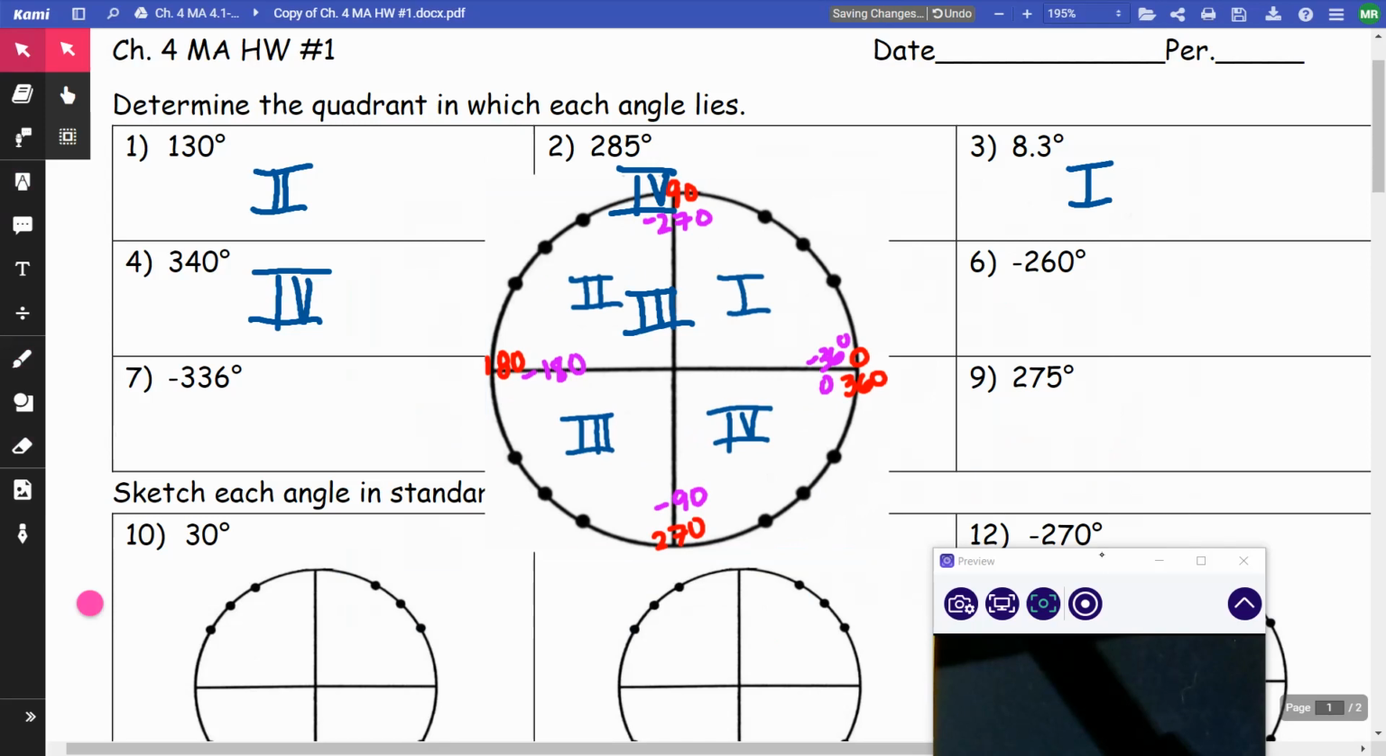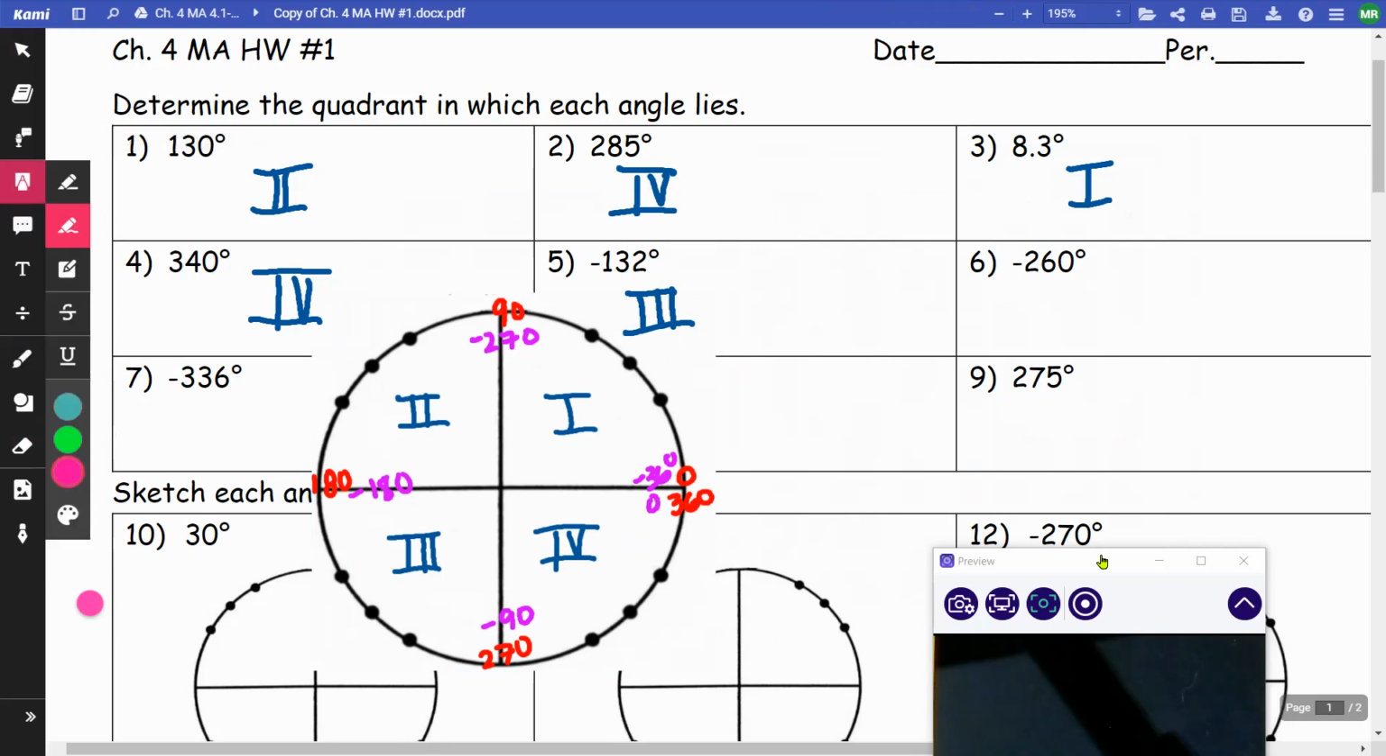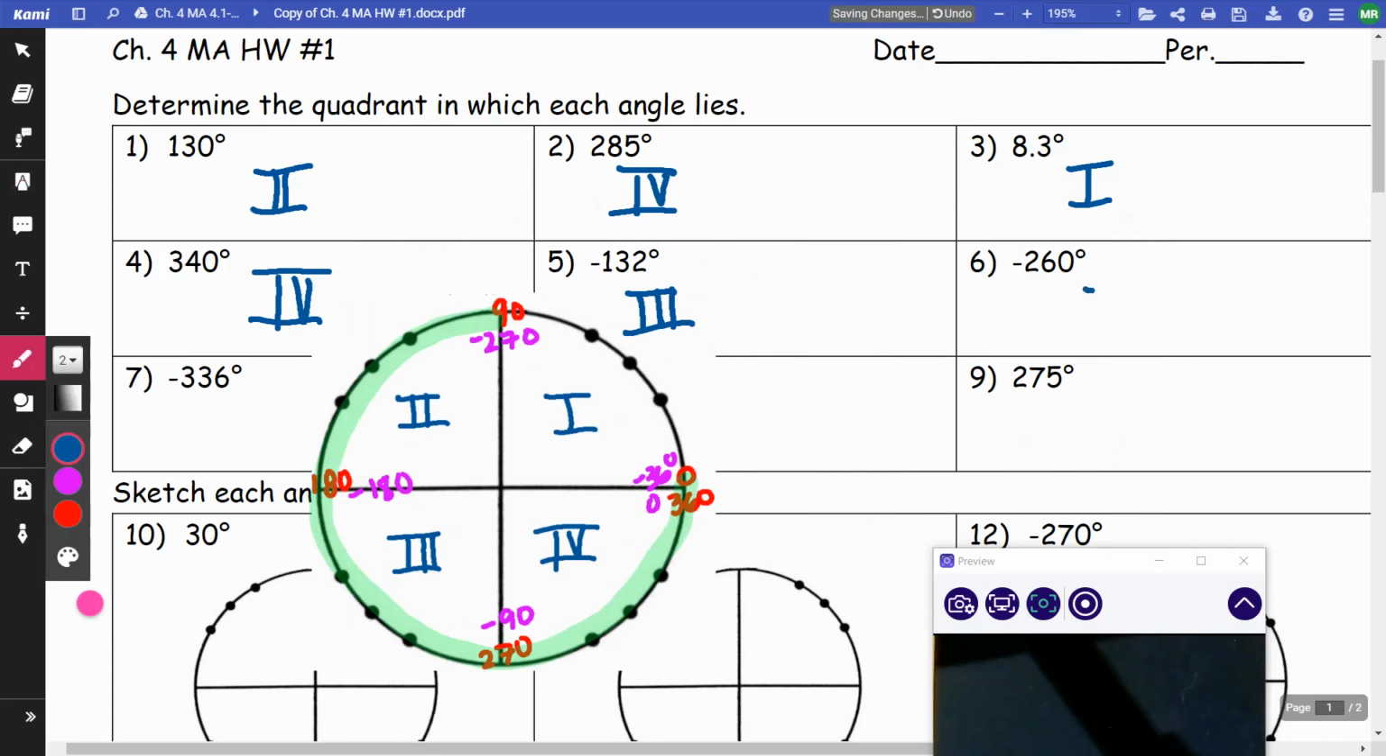The next one is negative 260 degrees. So as I'm going around negative 260 degrees, that's going to be negative 180. This is between negative 180 and negative 270. So I'm going to be in between there. I'm going to be in quadrant 2.